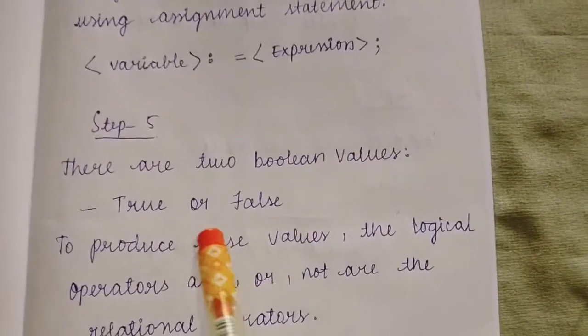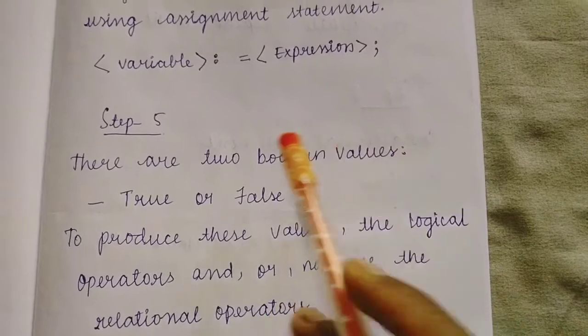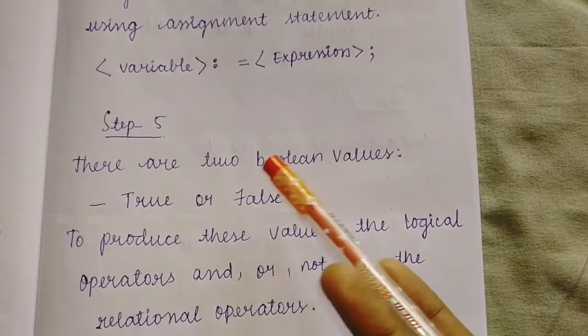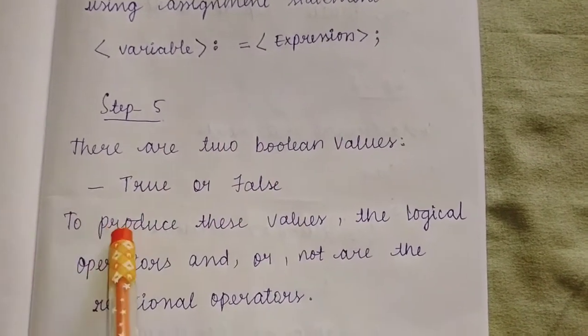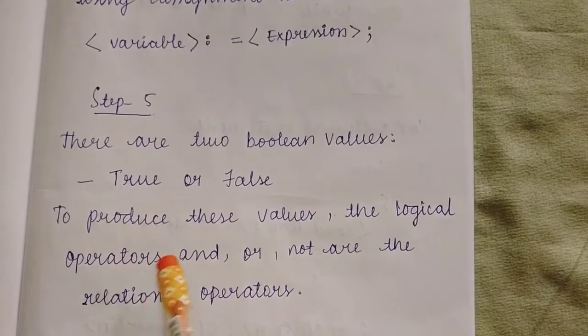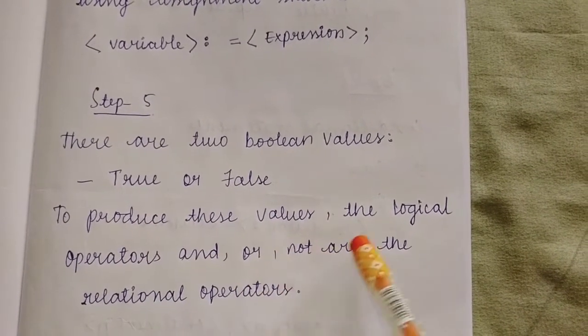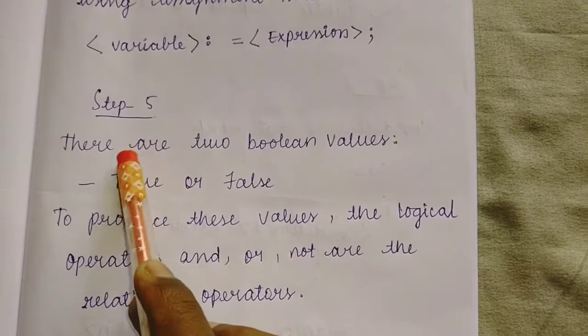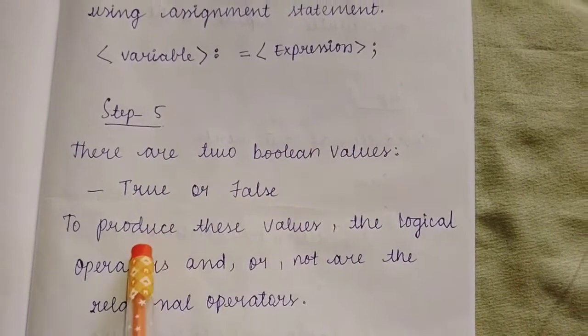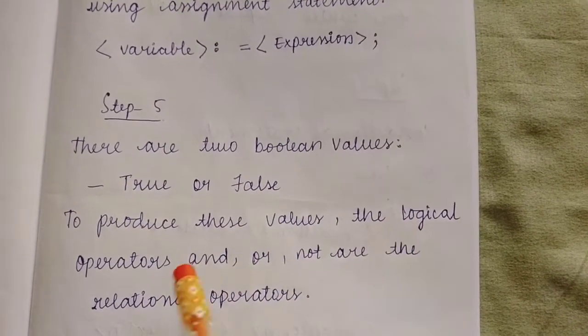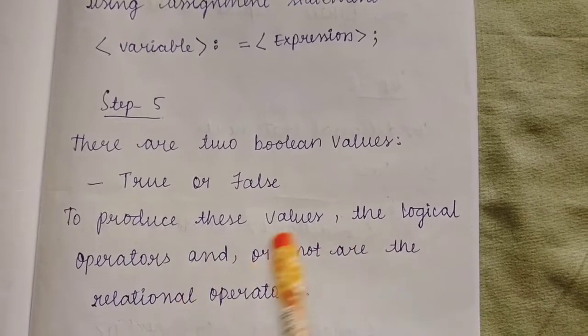Next, step 5: there are two boolean values, true or false. We know boolean values are of two types, true or false. To produce these values, the logical operators and, or, not, and the relational operators are used.